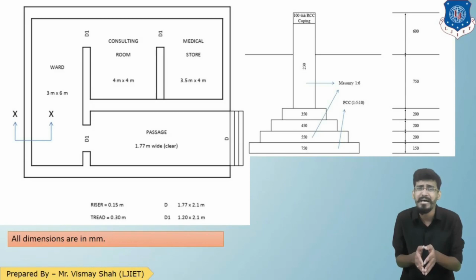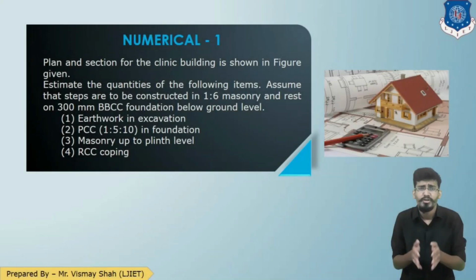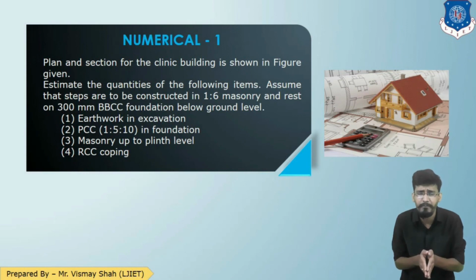Now let us look at the question. The question is, plan and section of the clinic building is given in the earlier slide. As we have seen, find out the quantities as following: earthwork in excavation, PCC in foundation having ratio 1:5:10, masonry up to plinth, and RCC coping.